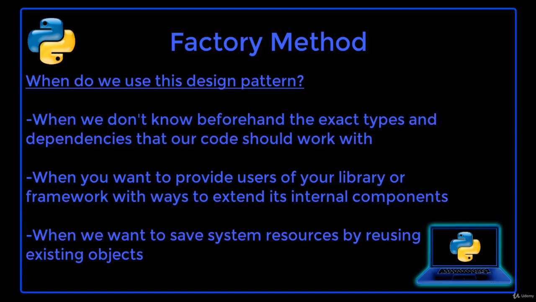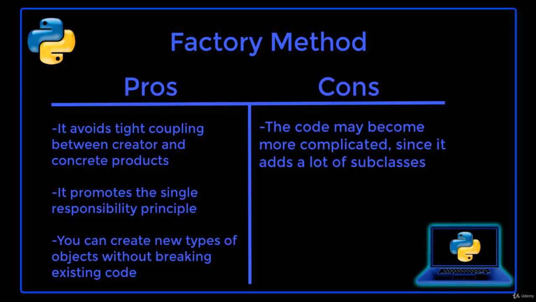When do we use the factory method pattern? It should be used when we don't know beforehand the exact types and dependencies of the objects your code should work with. We use the factory method pattern when you want to provide users of your library or framework with a way to extend its internal components. We can use it when we want to save system resources by reusing existing objects instead of rebuilding them each time.